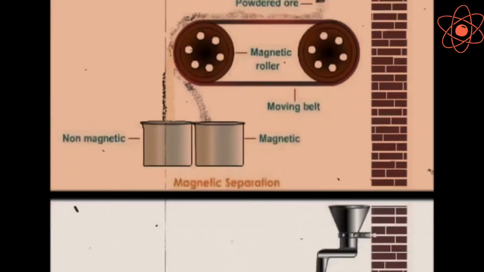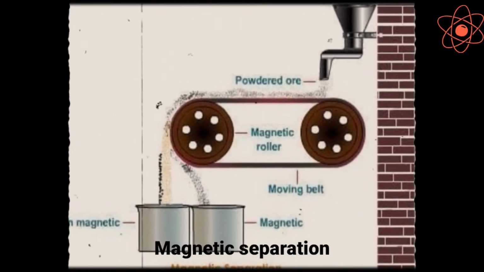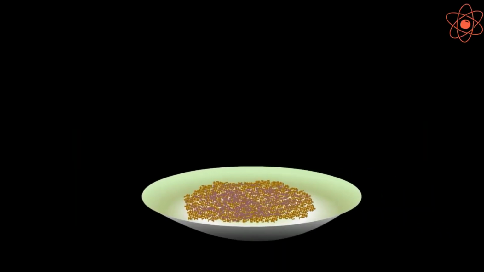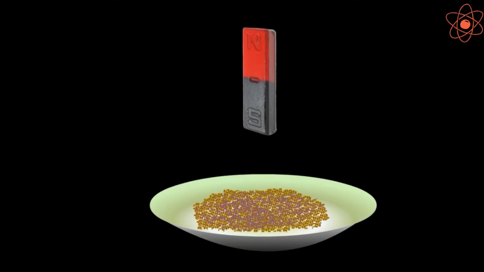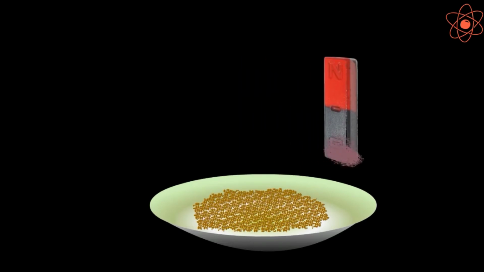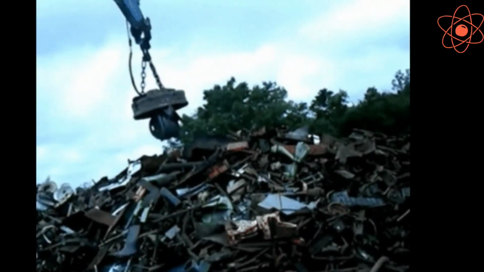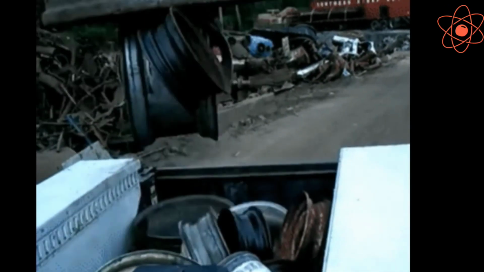Now let us understand the second method, magnetic separation. This method is used to separate mixtures containing a magnetic substance. For example, a mixture of sand and iron filings can be separated by using a magnet. A magnet is moved through the mixture. The magnetic substance, like iron filings, clings to the magnet and can be removed. Big machines like cranes are used to separate magnetic substances from the junkyard.